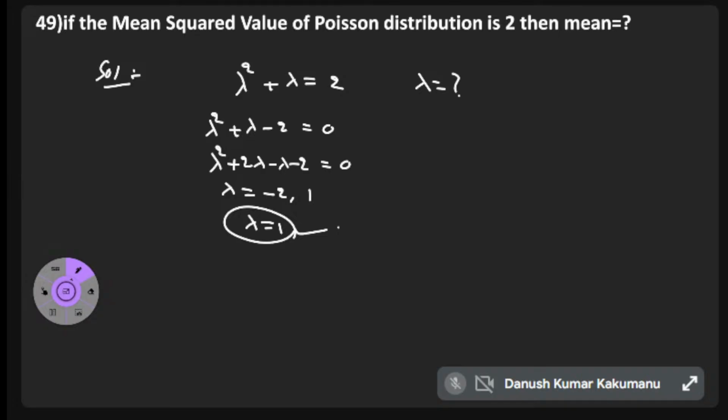Why is lambda equal to minus 2 wrong? Lambda equal to NP. N is positive, P is also positive. Lambda can never be negative. Lambda is positive. Lambda equal to 1 is the correct answer. Everybody understood? No confusion? Just 1-2 questions are there.